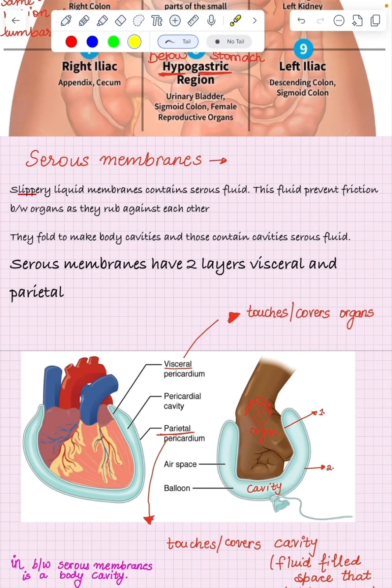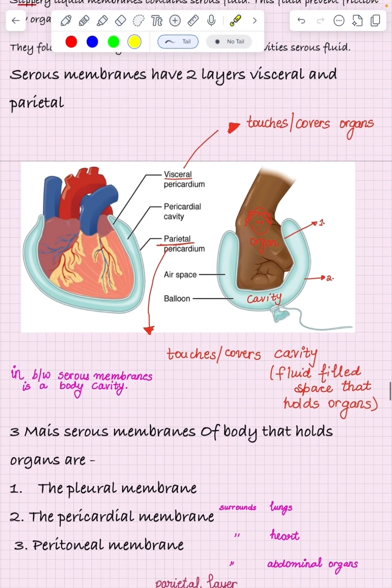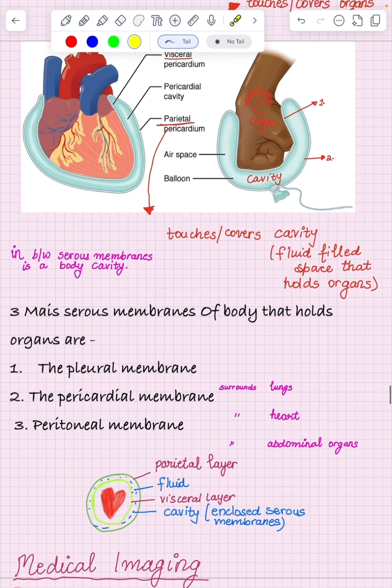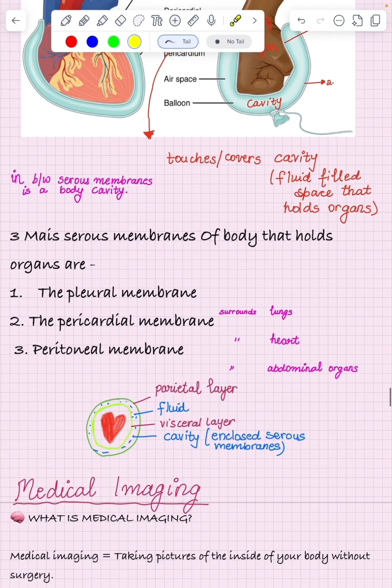Serous membranes are the slippery liquid membranes that contain serous fluid, and this fluid prevents the friction between the organs as they rub against each other. So serous membranes, they have two layers, visceral layer and the parietal layer. Visceral layer touches or covers the organ, and the parietal layer touches or covers the cavity. The three main serous membranes of the body that hold organs are the pleural membrane that surrounds lungs, the pericardial membrane that surrounds the heart, and the peritoneal membrane that surrounds the abdomen organs.